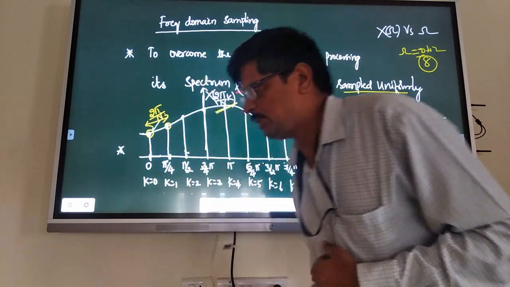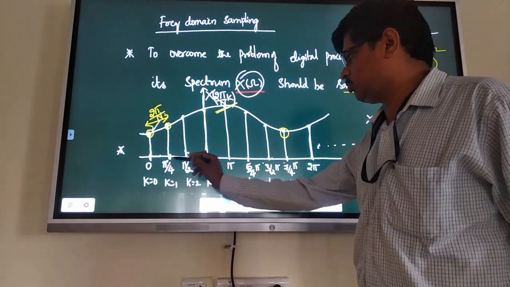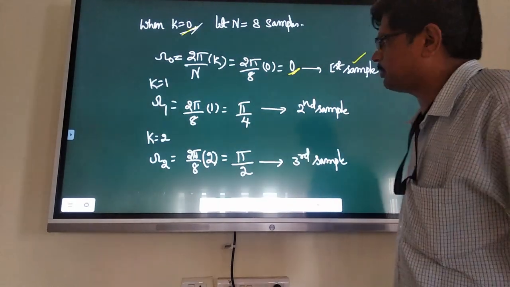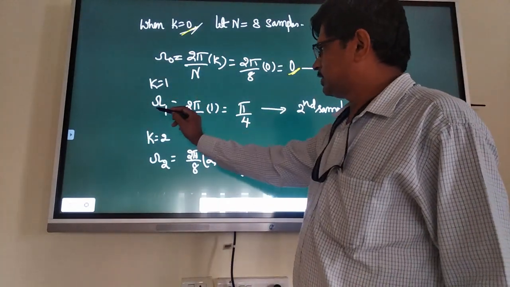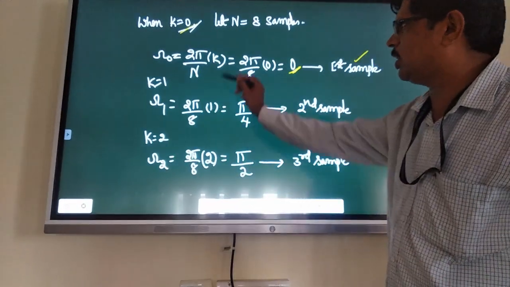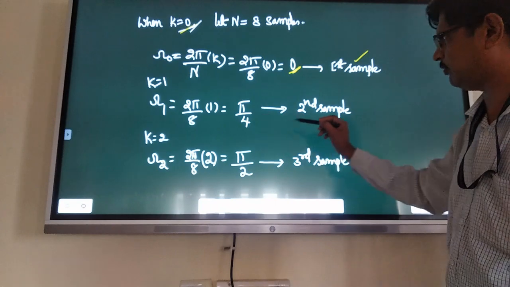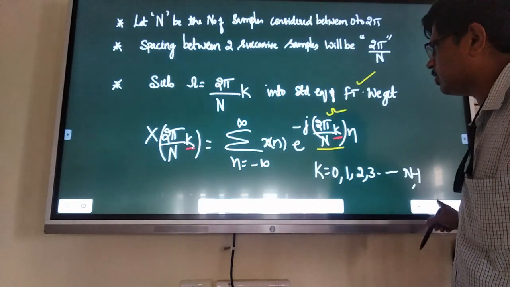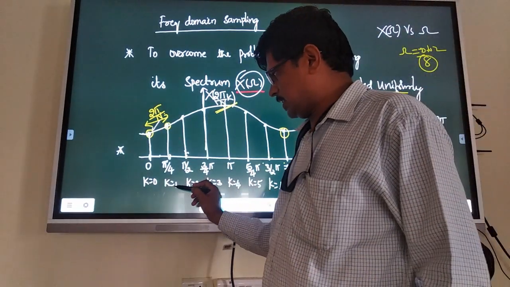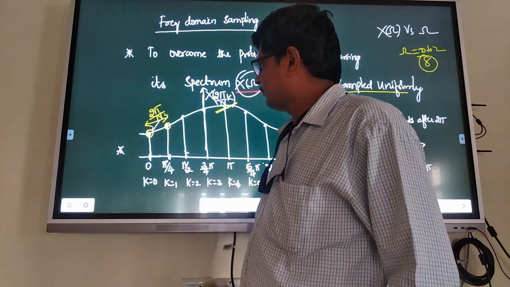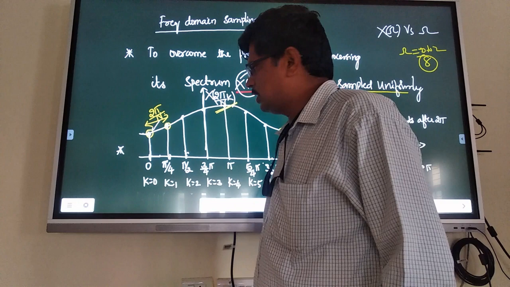Similarly, for the second sample, when k is equal to 1, pi by 4, you should get the second sample. Rest of the things are maths. K is equal to 1, then omega 1 is equal to 2 pi by 8 into 1, that is pi by 4. That means at omega 1, at pi by 4 frequency, you get the second sample. Now it is easy.